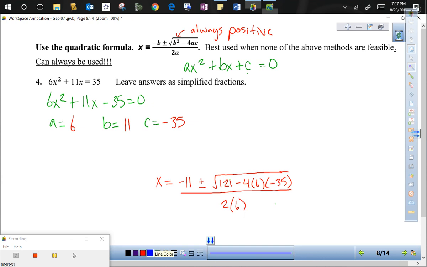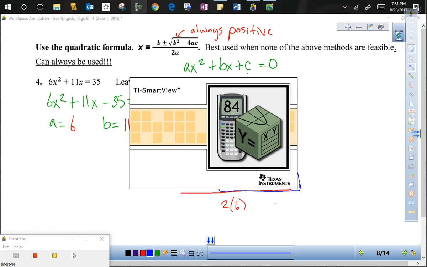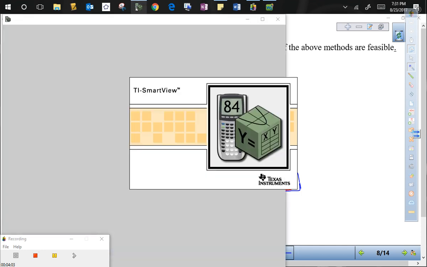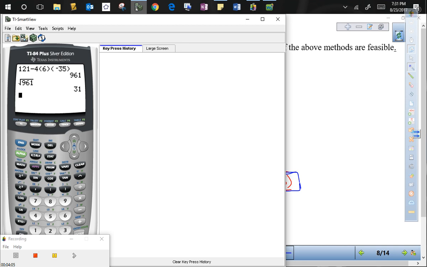Okay? Draw your square root symbol again, and then remember, we're typing in our calculator just what we see underneath the radical, not the symbol itself. Okay, so 121 minus 4 times 6 times negative 35. Go get that typed in. You should get 961. Okay, we don't know if that's a perfect square, because it's larger than the perfect squares that we know. So you have to test it here.